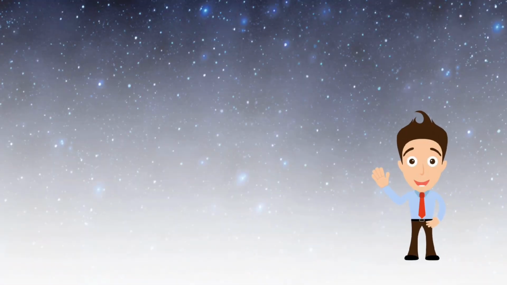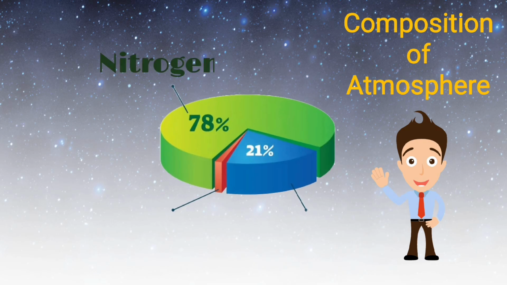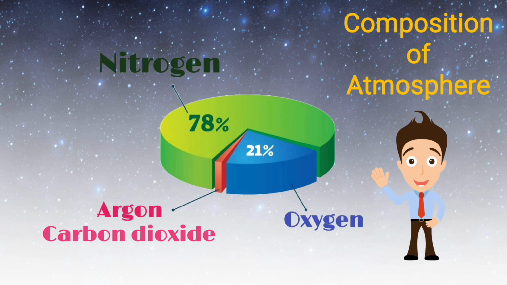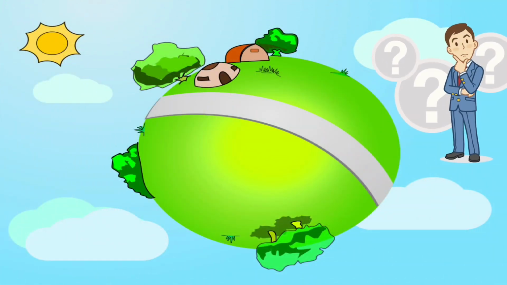Do you know what is the composition of our atmosphere? Nitrogen is the most abundant gas at around 78%. Oxygen makes up about 21% of the atmosphere, while trace gases like argon, carbon dioxide, and neon make up the remaining 1%. Why atmosphere is important for us?